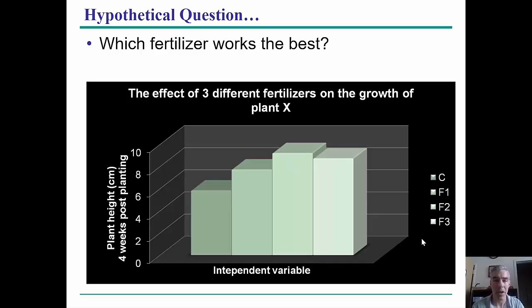This is a hypothetical question. Which fertilizer do you think works best here? So I'm going to give you a second to look at the data, look at the graph here, and I want you to determine which you think works best. Okay, most of you would probably say F2, right? This bar right here, correct?